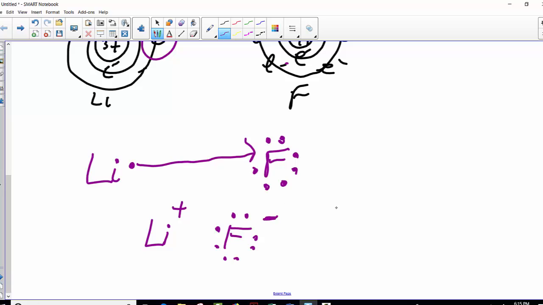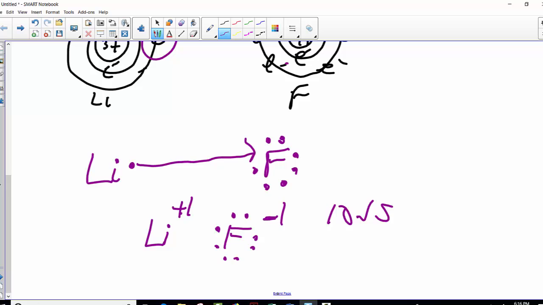So now I have ions, hence ionic bonding. I have a positive ion, that is the lithium, and I have a negative ion, that is the fluorine. You'll notice this positive and this negative mean positive 1 and negative 1. Chemists never write 1s if they can help it. If it's not a 1, then you have to write the number. But if it is a 1, people tend to leave the 1 off.